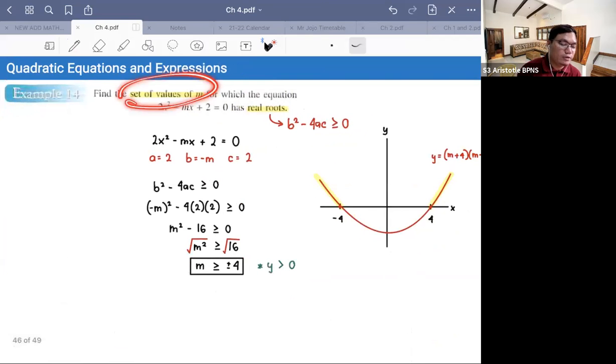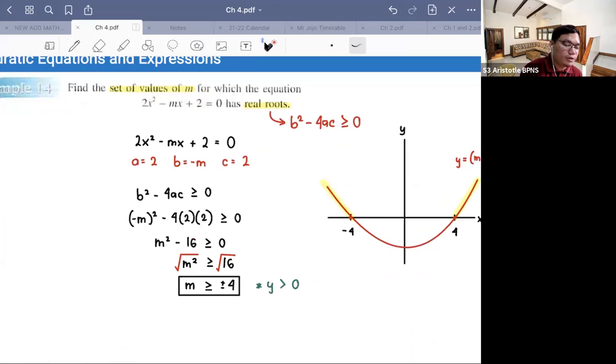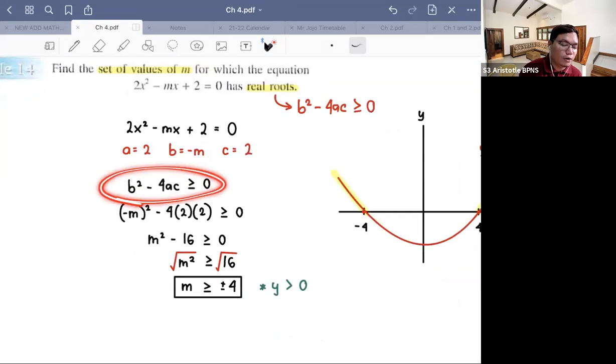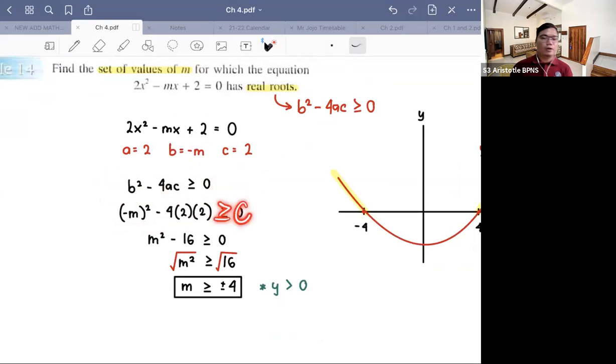So there's a set of values of m, wherein we're given this equation. We need to know, is this already in standard form? Yes, it is. So a is 2, b is negative m, and c is positive 2. Then we use the discriminant: b squared minus 4ac is greater than or equal to 0. Substitute a, b, and c here. So negative m squared minus 4 times 2 times 2 greater than or equal to 0.